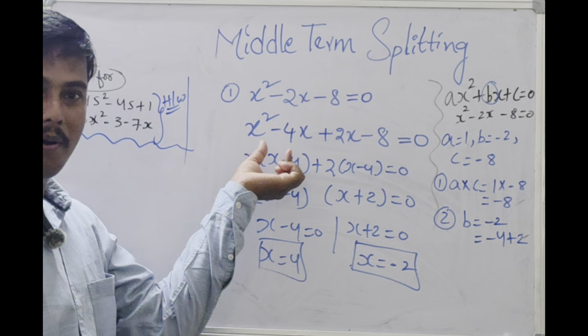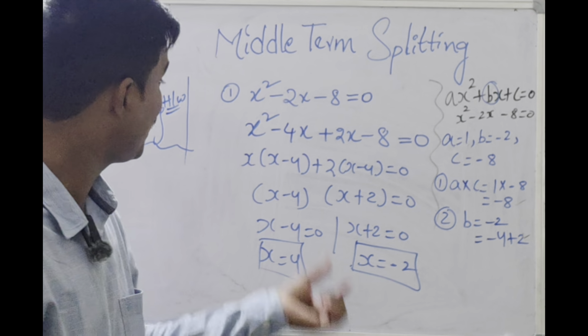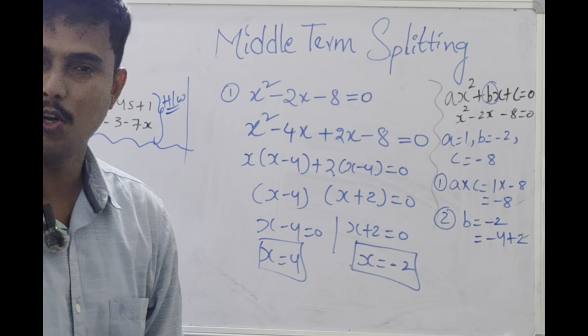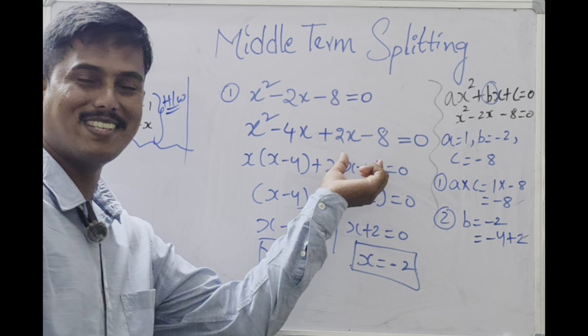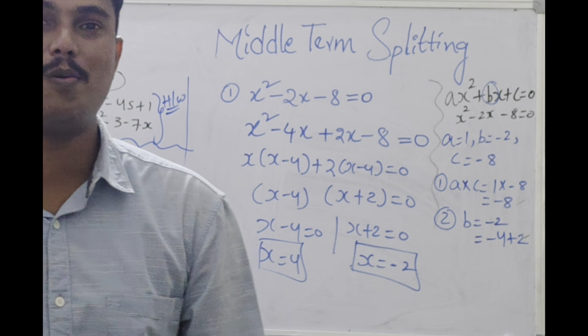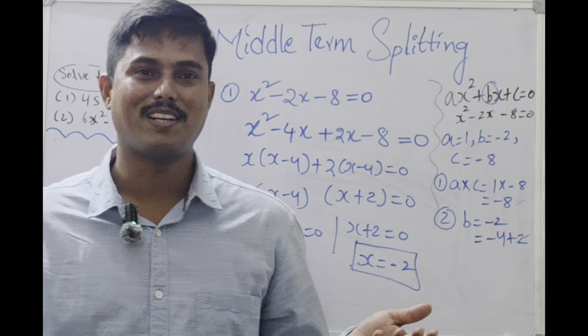In these two, what is common? Sir, in these two, x is common. So taking out x of x minus 4. In these other two, what is common, sir? Sir, it's very easy, sir. In these two, 2 is common. So plus 2 of x minus 4.